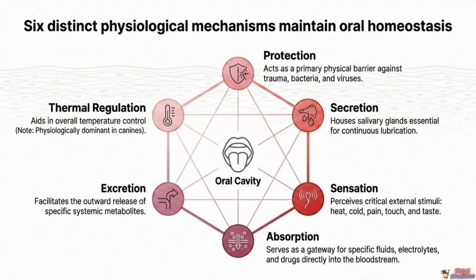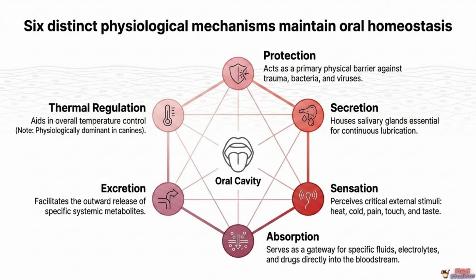First and most critical is protection. The mucosa acts as the primary physical barrier against mechanical trauma from chewing, thermal injury from hot foods, chemical damage from acids and alcohol, and biological invasion by bacteria and viruses. Its stratified epithelium makes this barrier remarkably tough. Second is secretion. Minor salivary glands embedded within the mucosal submucosa continuously secrete mucus and serous fluid, keeping the surface lubricated and the oral environment balanced.